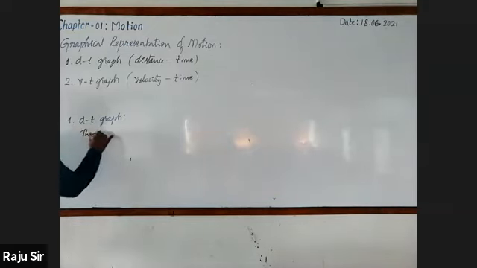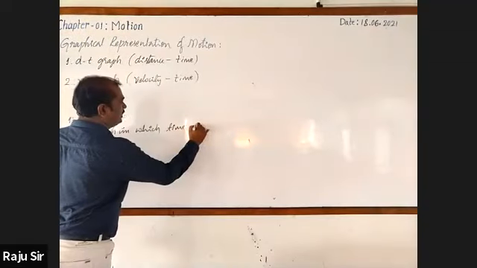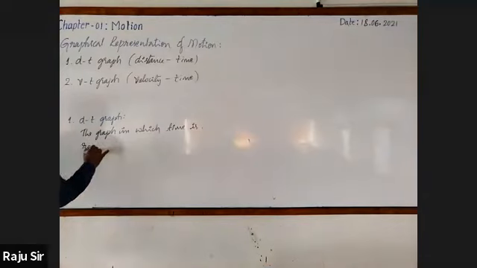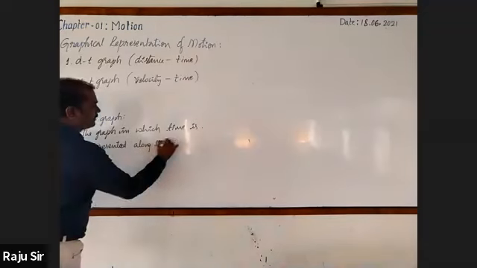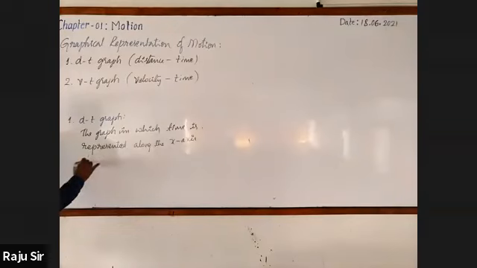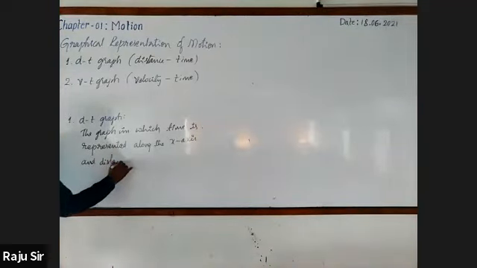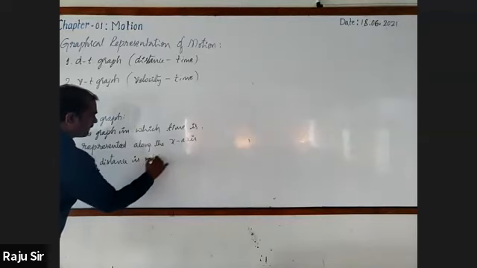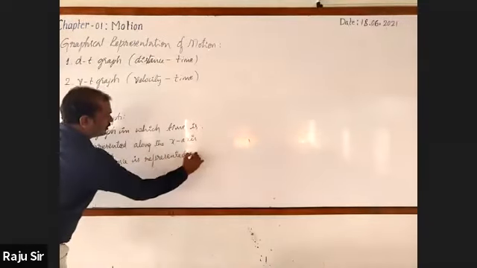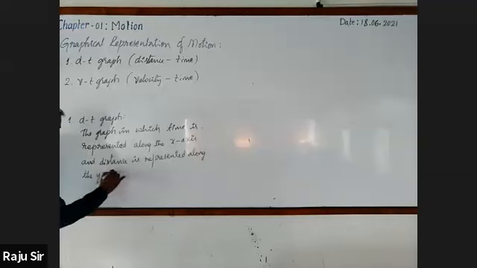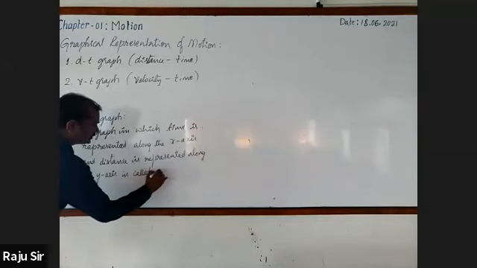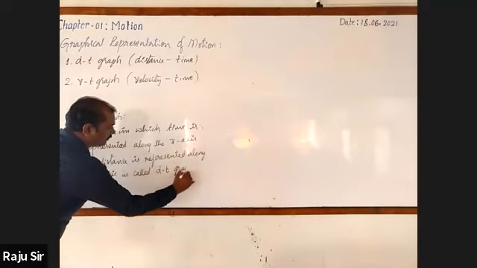The graph in which time is represented along the x-axis and distance is represented along the y-axis is called the DT graph.